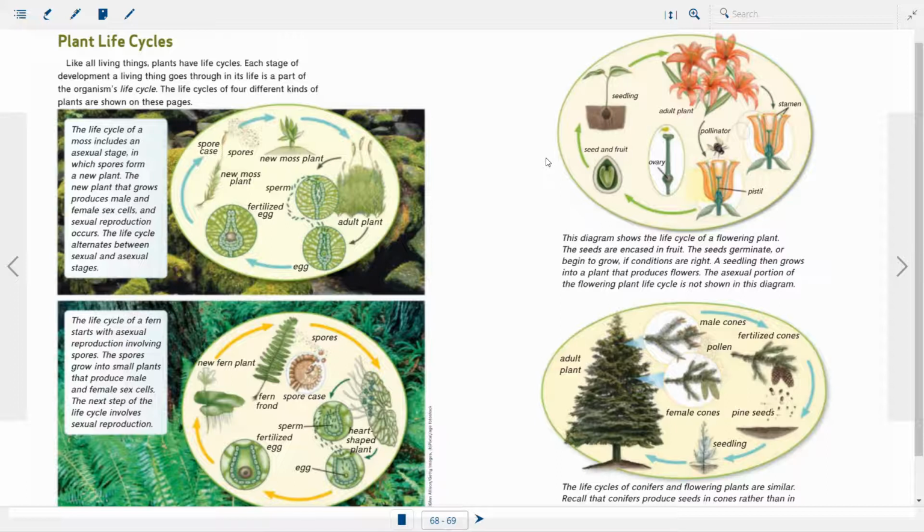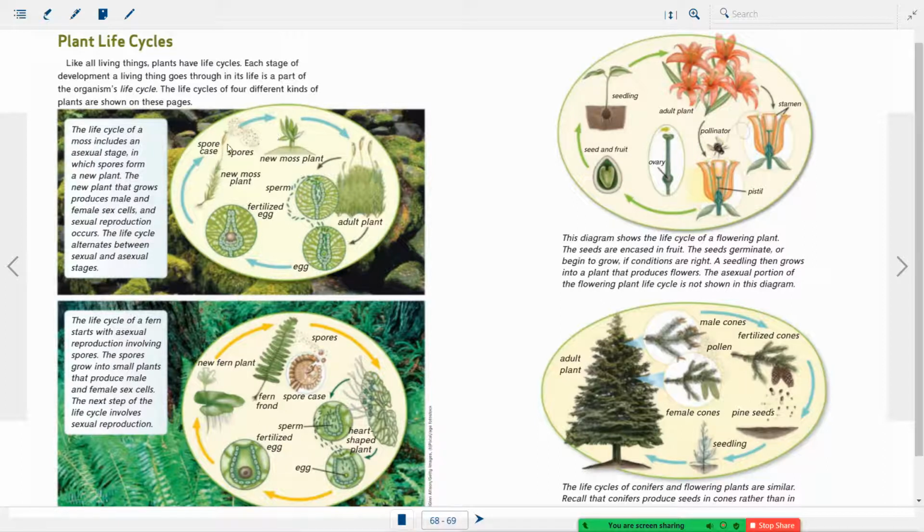The life cycle of a moss includes an asexual stage in which spores form a new plant. The new plant then grows and produces male and female cells, and sexual reproduction occurs. The life cycle alternates between sexual and asexual stages.